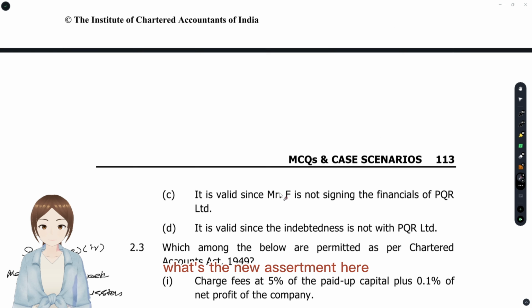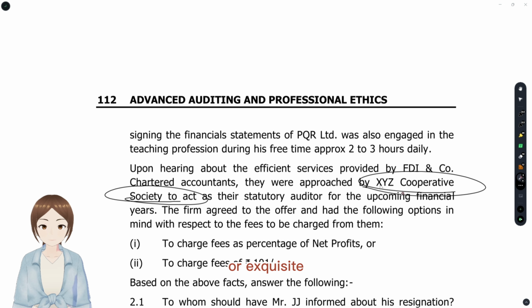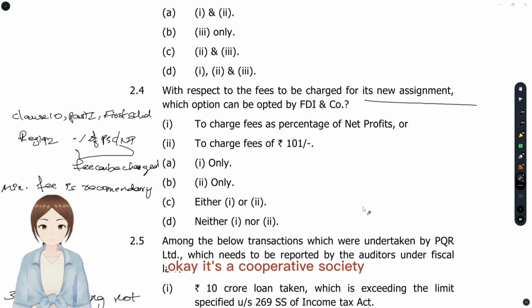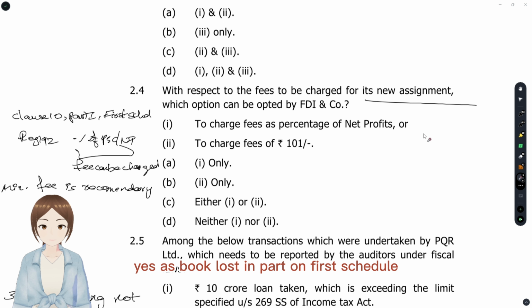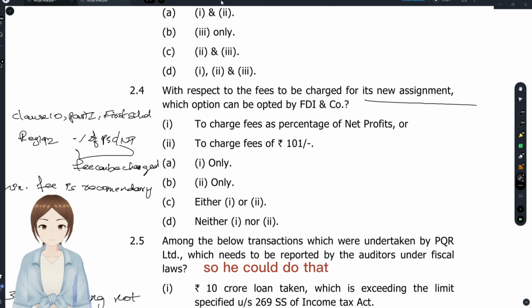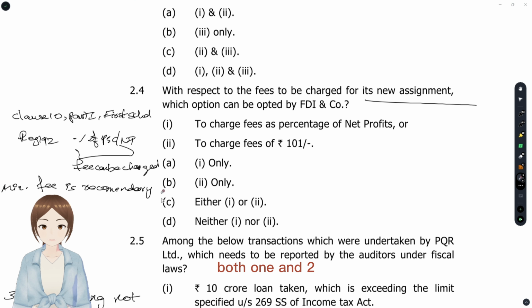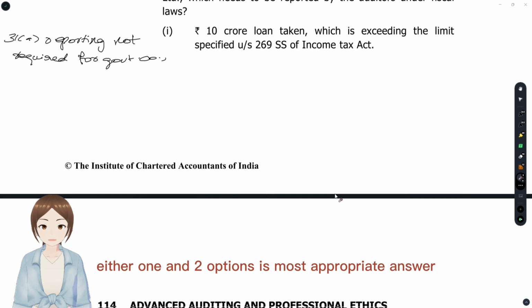With respect to the fees to be charged with the new assignment, what's the new assignment here? XYZ Cooperative Societies Act. Okay, it's a cooperative society, it can opt to charge fees on a percentage basis. Yes, as per clause 10, Part 1, First Schedule, for cooperative societies fees could be charged as a percentage of the paid up share capital or net profits, and a fee of 101. Yes, the minimum fees requirement is actually not mandatory, it's recommendatory in nature, so he could do that. Both 1 and 2. Option C is the most appropriate answer.